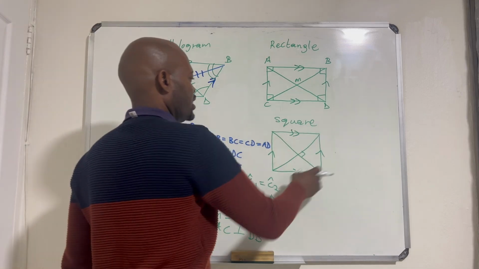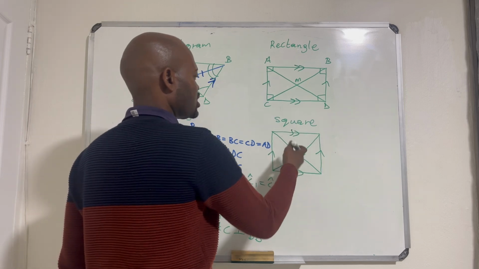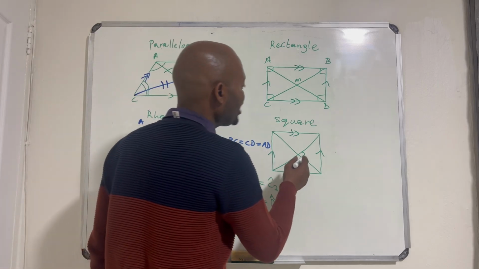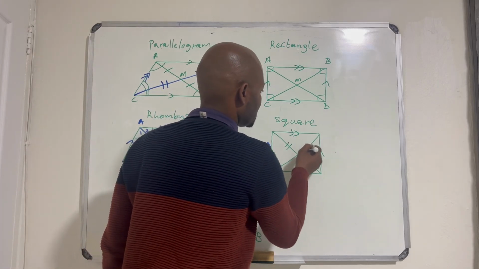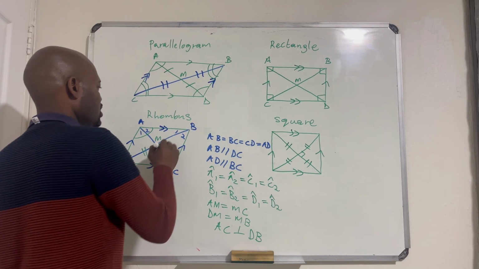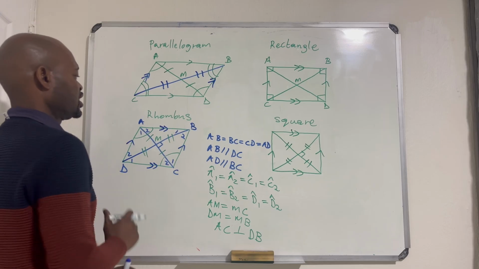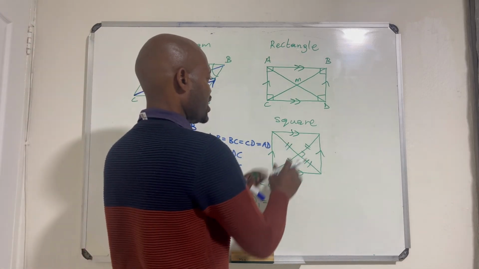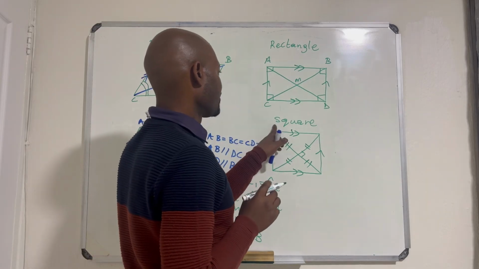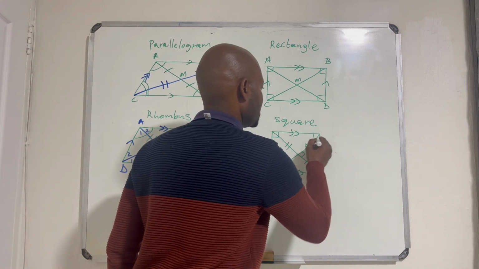But sides are equal. Opposite sides are parallel. Diagonals bisect each other at 90 degrees. And diagonals bisect each other equally here. So this is equal to that, equal to that, equal to that. Here, only this is equal to that, but this is equal to that. So they don't bisect each other equally. But here they bisect each other equally. Therefore, a square is a rhombus with 90 degree interior angles.